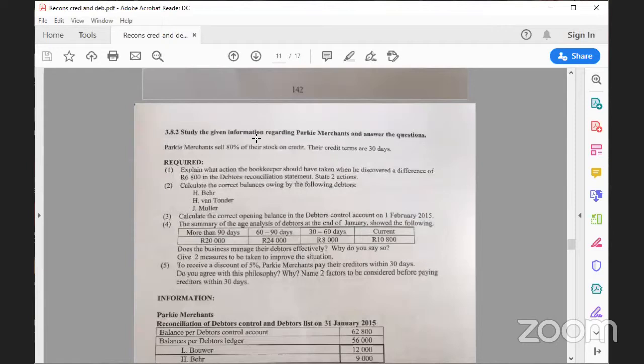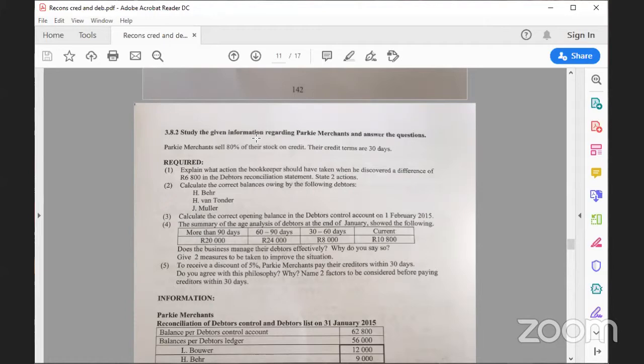Study the given information regarding Park Merchants and answer the following questions. Park Merchants sell 80% of their stock on credit and their credit terms are 30%. Okay, so this is now from Park Merchants' side. So remember, Park Merchants is a creditor to Lucum Stores, but Lucum Stores is a debtor in the eyes of Park Merchants.